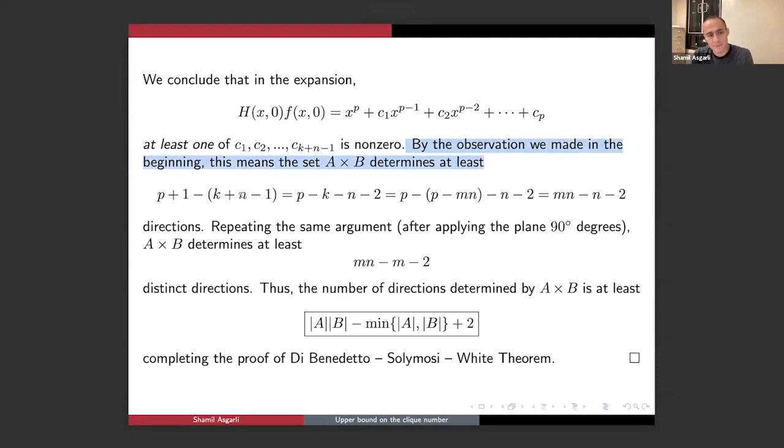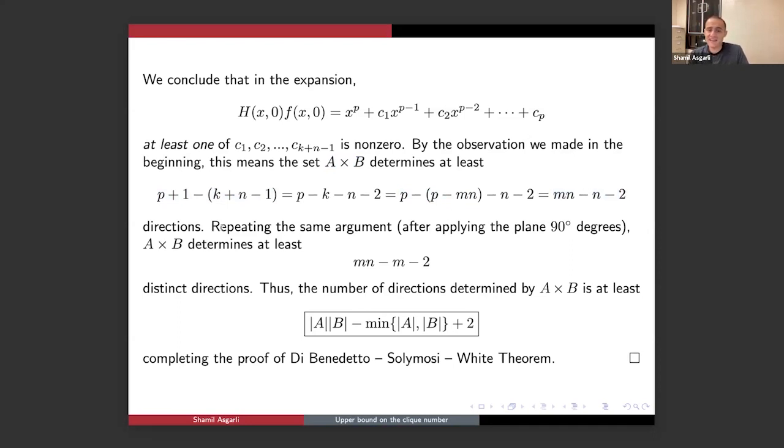So that's the key. But if you look at what this is, if you just use some algebra, we get that this is p minus k minus n plus minus 2. But let's remember what k was. K was p minus mn. So this is p minus, in parentheses, p minus mn minus n minus 2. And p's cancel. And we get mn minus n minus 2. That means that the set A cross B determines at least mn minus n minus 2 directions.